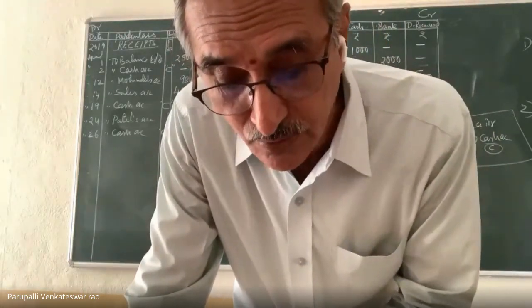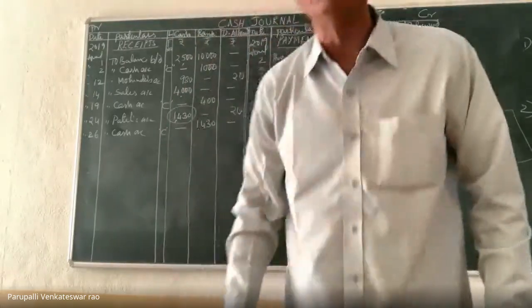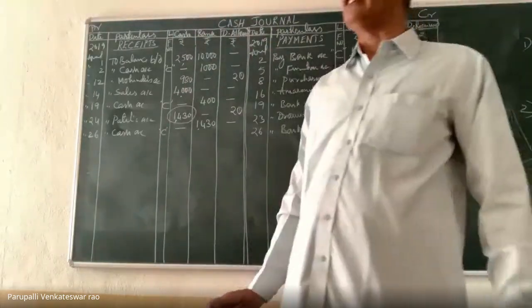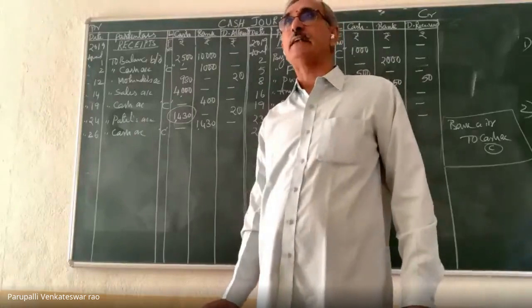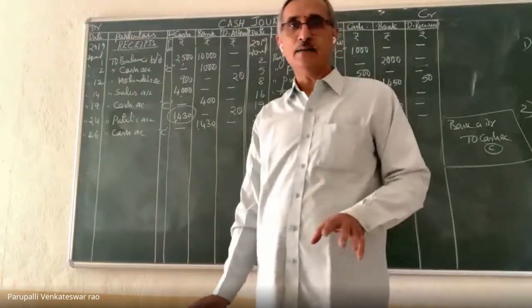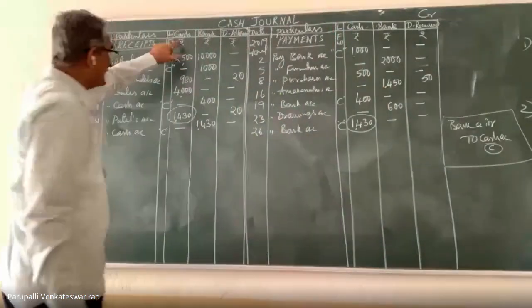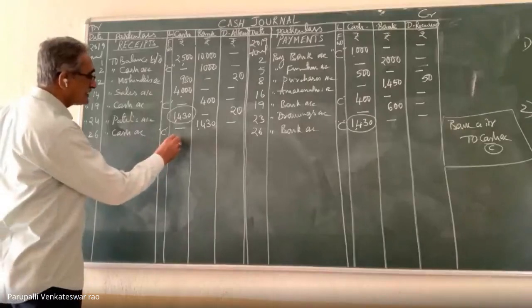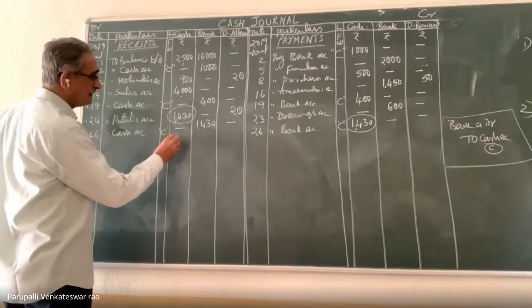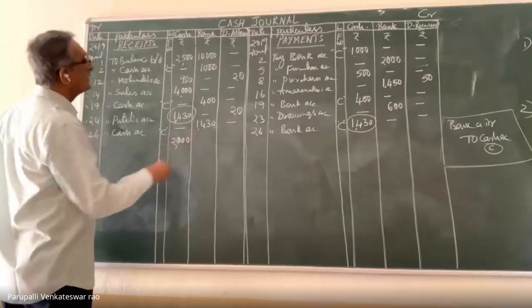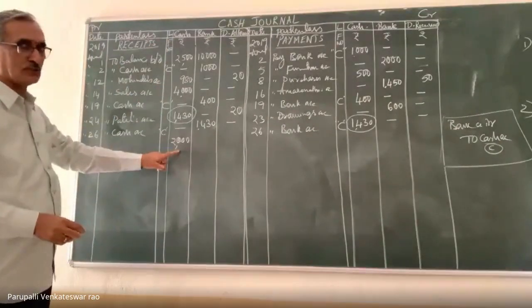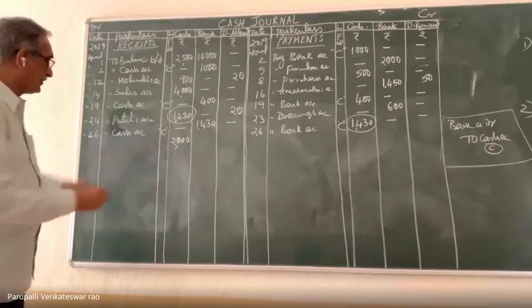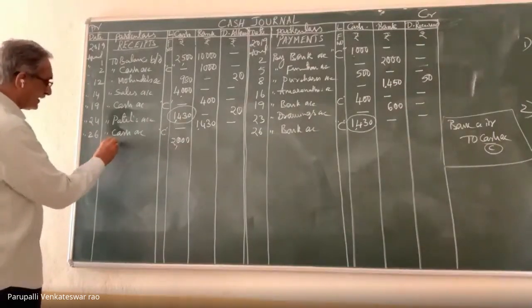This came earlier also. 28. Withdraw from bank for office use. What is the entry? Cash account to bank account. Right. Cash account is debited. So cash account debited. The amount is, how much? 2000. Cash account is debited with 2000 to bank account.